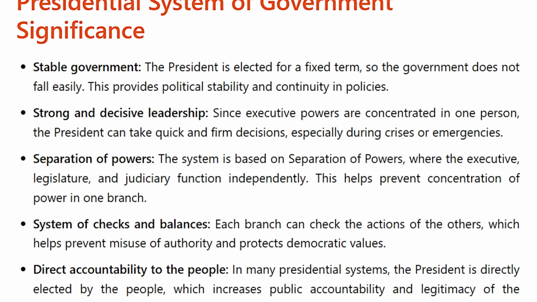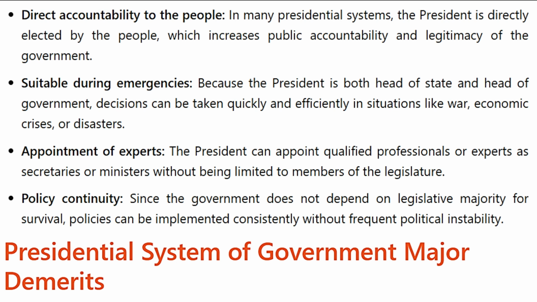Direct accountability to the people. In many presidential systems, the president is directly elected by the people, which increases public accountability and legitimacy of the government. Suitable during emergencies. Because the president is both head of state and head of government, decisions can be taken quickly and efficiently in situations like war, economic crisis, and disasters.